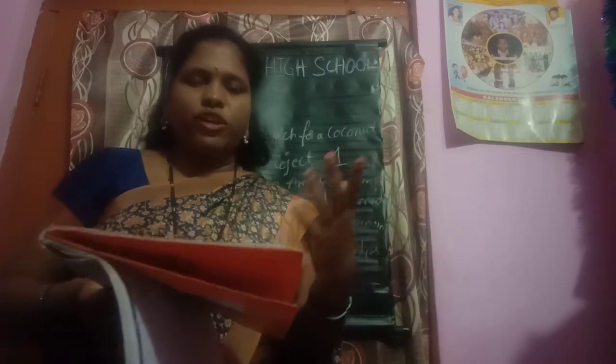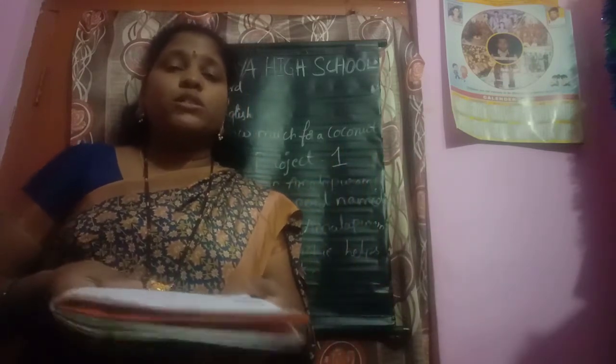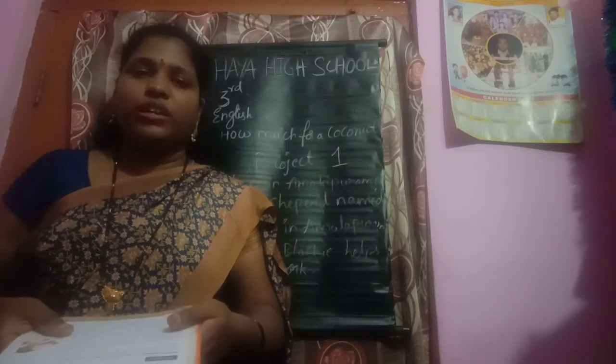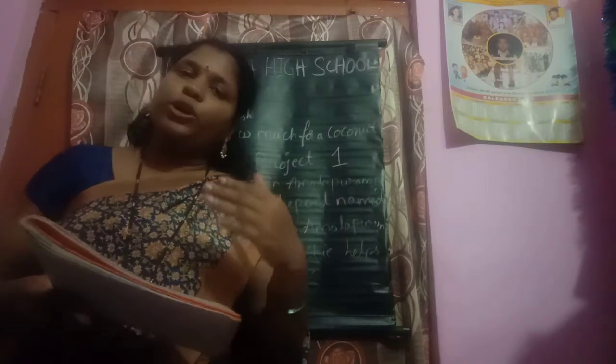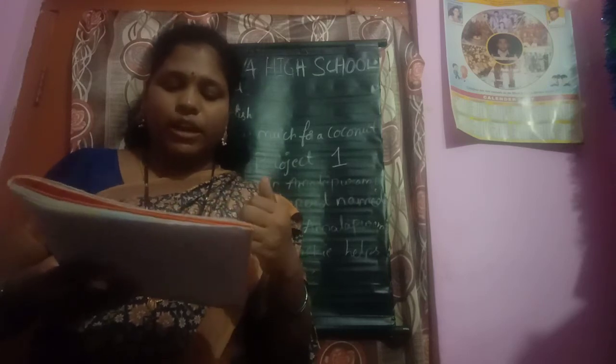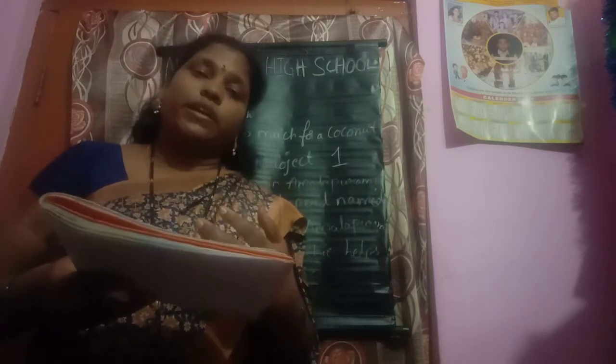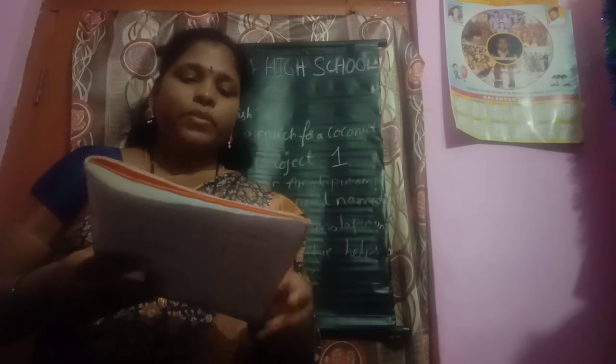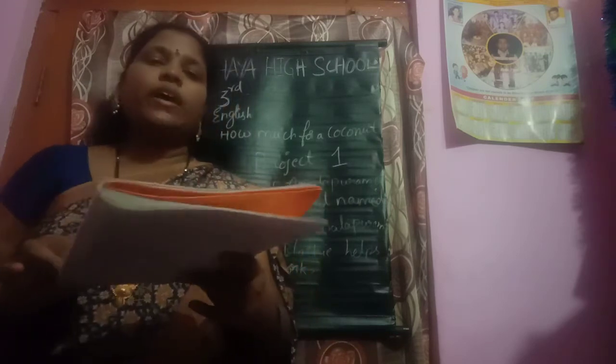Then the rich man was very pleased with her honesty, because in the bread she got the money. She didn't keep it with her. She wanted to return it. So he is pleased with that, and he gave 4 gold coins as a reward. Understood, children? This is the passage. And you should write the answers for these questions.